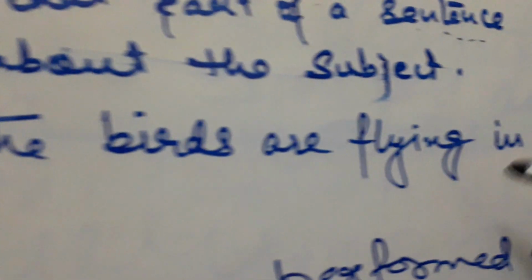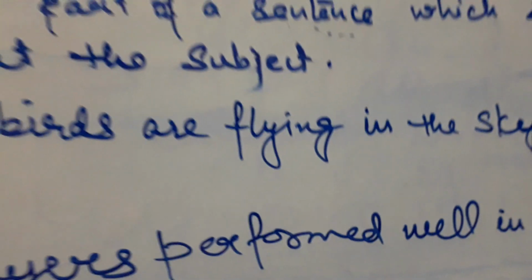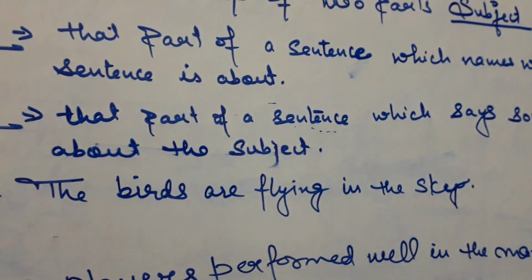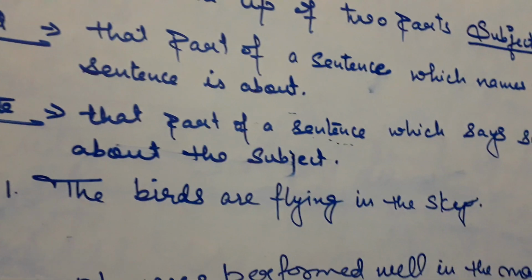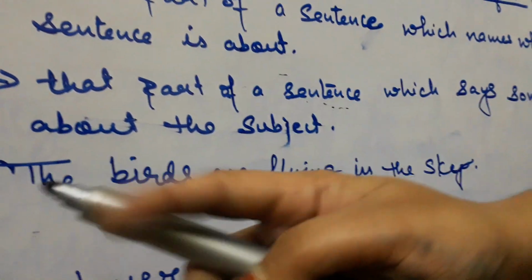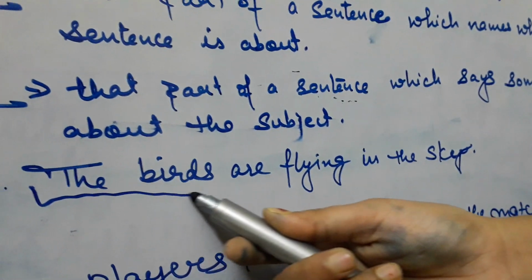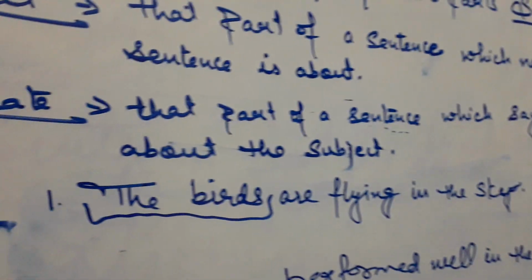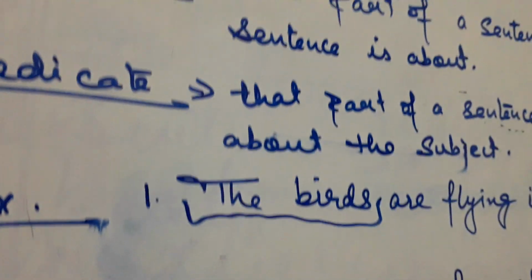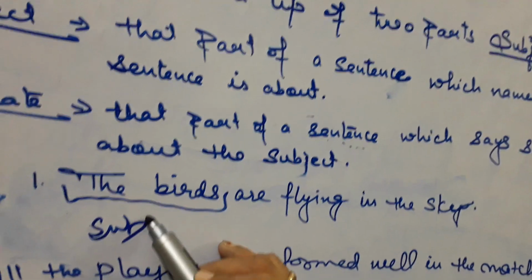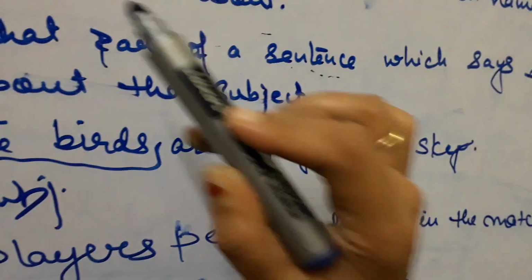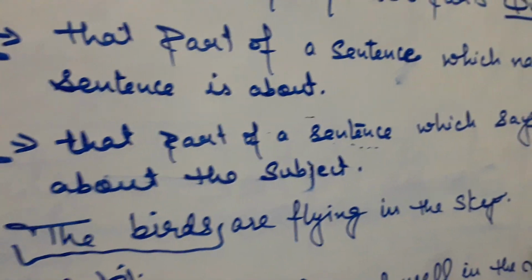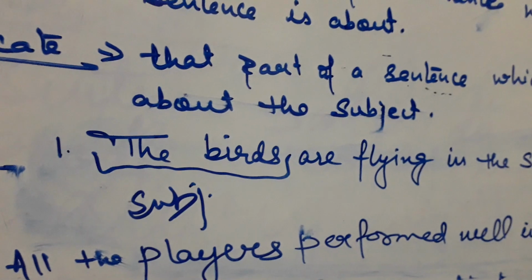For example, let's see this example. The birds are flying in the sky. When we read the sentence, the birds are flying in the sky, we think what the sentence is talking about. What are we talking about in this sentence? We are talking about the birds. Yes, we are talking about the birds. So this part will be called subject, because this is the part that tells us what the sentence is about. This sentence is talking about the birds.